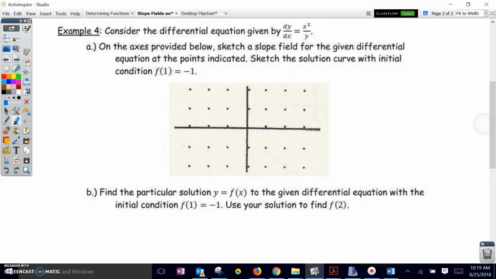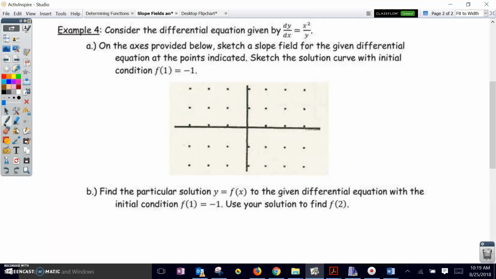We're supposed to consider the differential equation dy/dx equals x squared over y and sketch the slope field. So a few things here. First of all, for the slope field, we're going to have some values where it's undefined whenever y is equal to 0. So we're undefined at the horizontal axis.